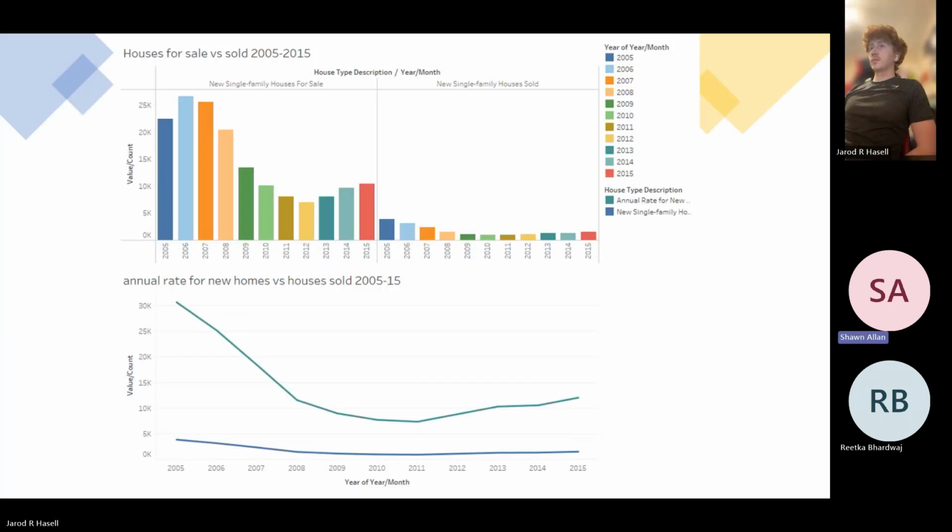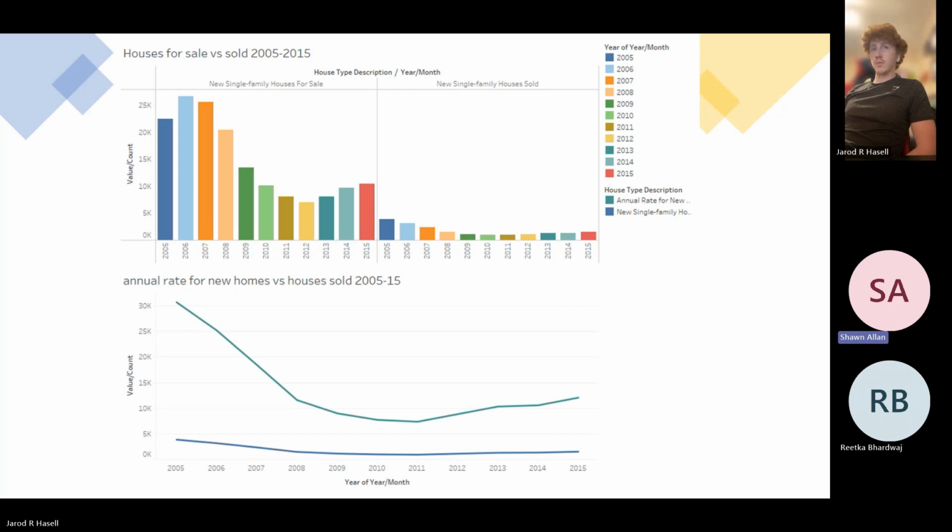For my second visualization, I have a dashboard which compares the houses for sale against the houses sold, and the annual rate of new houses for sale against the amount of houses sold. Basically, to show that even though, for the top graph, there's a bunch of houses for sale, there's a big discrepancy. It's a disproportionate amount of houses for sale in that 10-year time frame, compared to the houses sold.